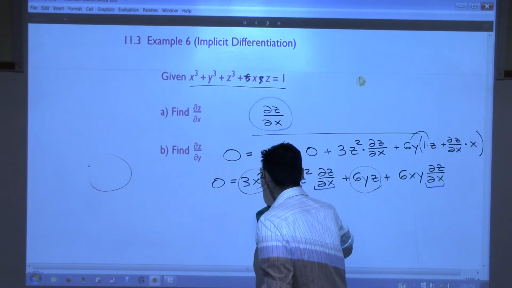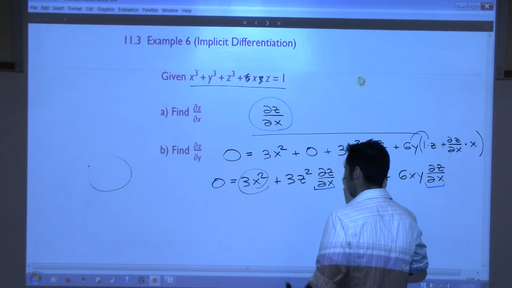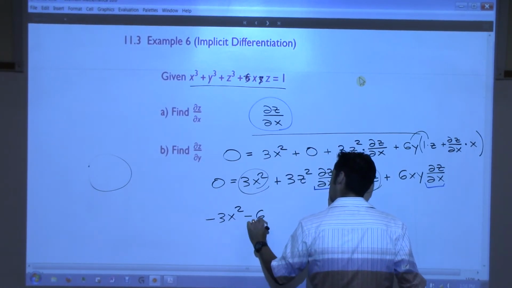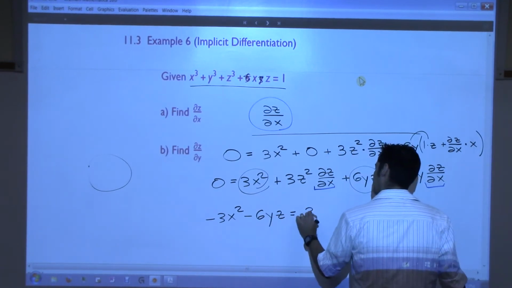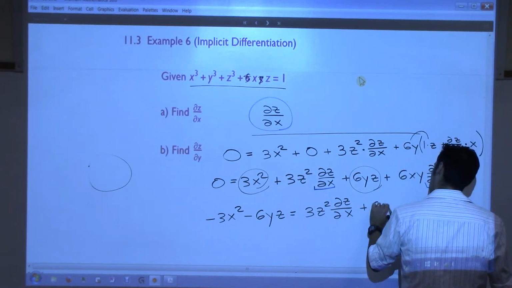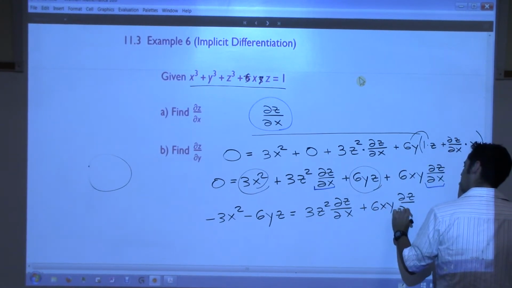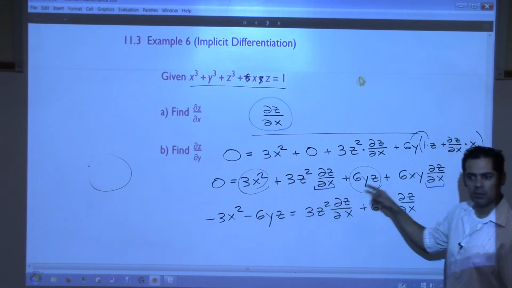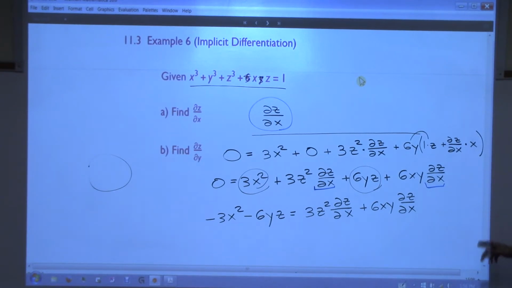So we have negative 3x squared, minus 6yz equals 3z squared partial z with respect to x plus 6xy partial z with respect to x. Why did I do that? Why did I move the stuff that didn't have the partials over? So I could factor out, right? I'm going to factor out a partial z with respect to x out of both of those.